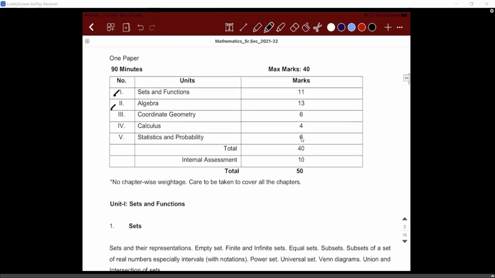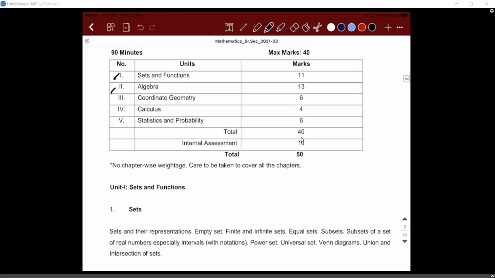Coordinate geometry, what did you learn? You mainly learned about straight lines and conic sections. Then you had 3-dimensional geometry also, which is very, very basic. Whatever you learned in your 10th coordinate geometry is the same replicated in 3-dimensional geometry in your 12th. Correct? Calculus. How many of you hate it?